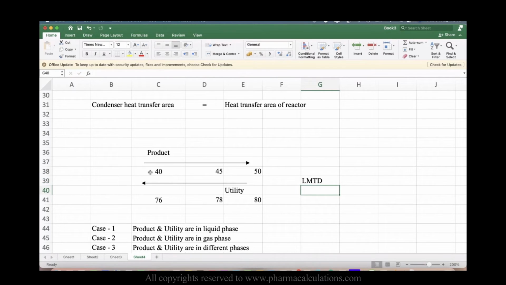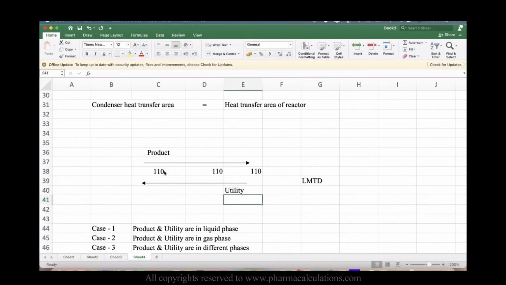Okay. Coming to the next case, that is the product and utility are in gas phase. I'll take the scenario where I'm going to boil toluene using steam as utility. Once the temperature of the reaction mass reaches the boiling point of toluene, that is 110 degrees, the boiling will start. So the boiling point of toluene is 110 degrees in the initial step, in the next step also it's 110, and in the later step also it remains 110. Why? Because as it's in the gaseous phase, the temperature will remain the same.